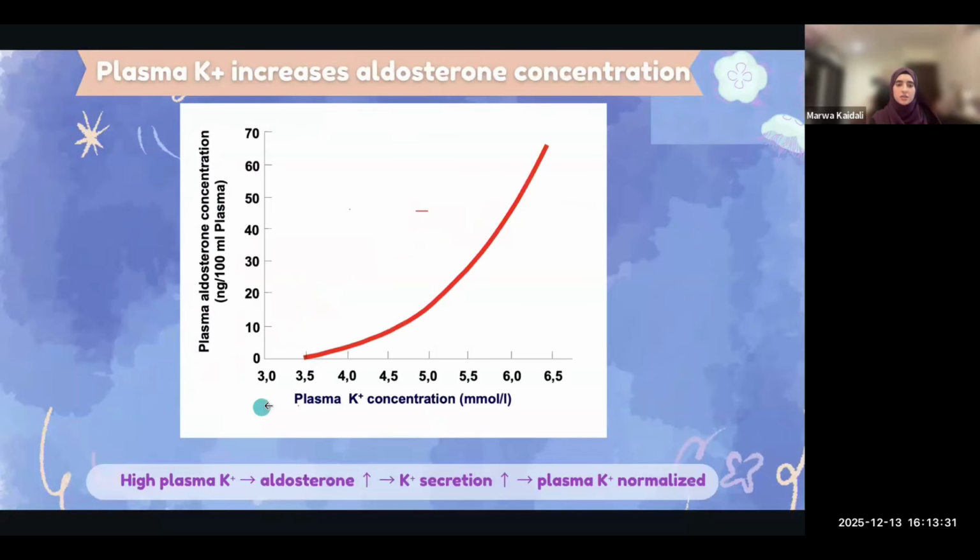Now this other graph is basically showing us the plasma potassium concentration compared to the plasma aldosterone concentration. So let's think about it. Let's say in our body we have a lot of potassium. We have too much potassium, and obviously whenever we have too much of something, our body wants to get rid of it. The way we get rid of potassium, as mentioned earlier, is that aldosterone is going to increase potassium secretion. So it makes sense that when we have a high plasma potassium concentration, we're going to have a high aldosterone concentration to try to secrete all that excess potassium. So eventually, we're going to have a normalized potassium in the plasma. Does that make sense?